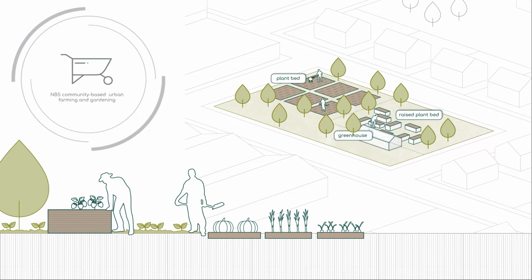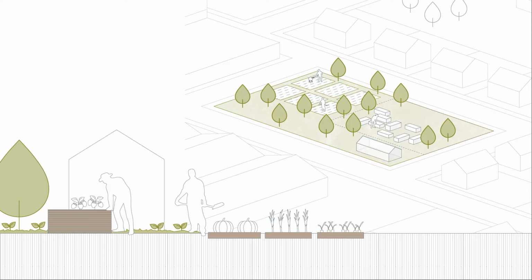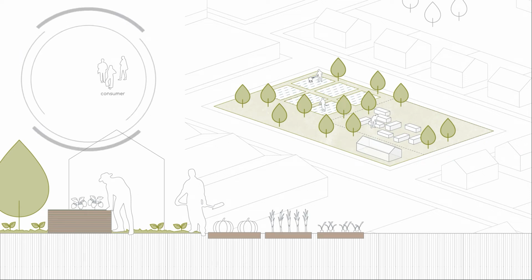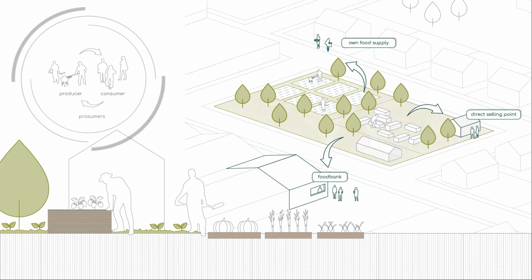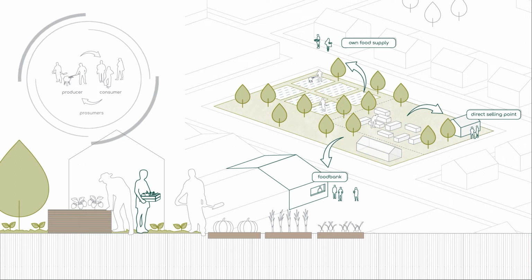In temperate climates, greenhouses extend growing seasons. Through urban gardening, the roles of citizens may transform by evolving from consumers to prosumers. They produce for their own food supply, can sell food locally or share it in food banks. This supports healthy diets and creates local value chains, which reduce food desert effects.